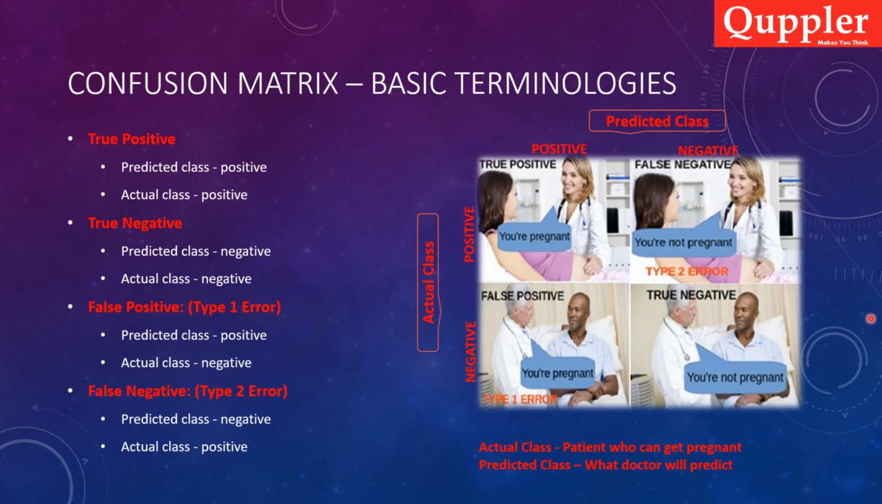So these were the different terminologies related to the confusion matrix. Hope you got to know about true positive, true negative, false positive and false negative.